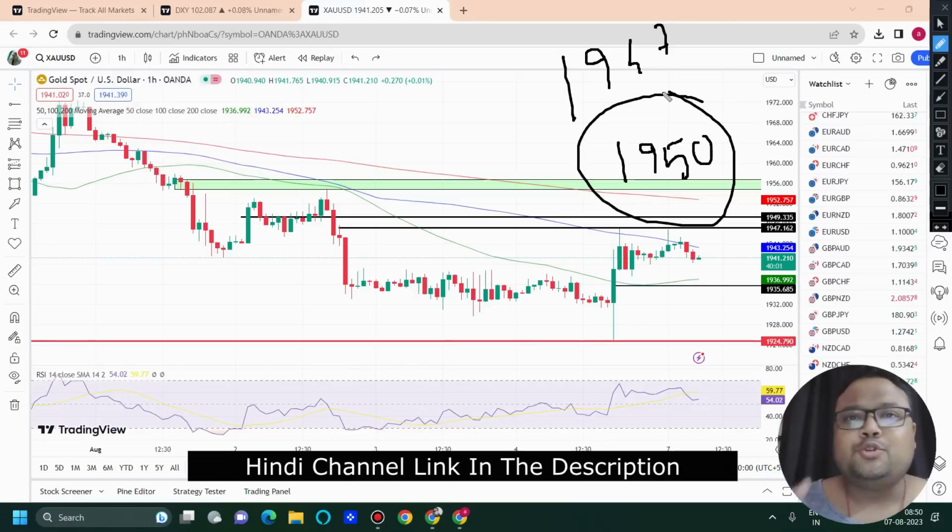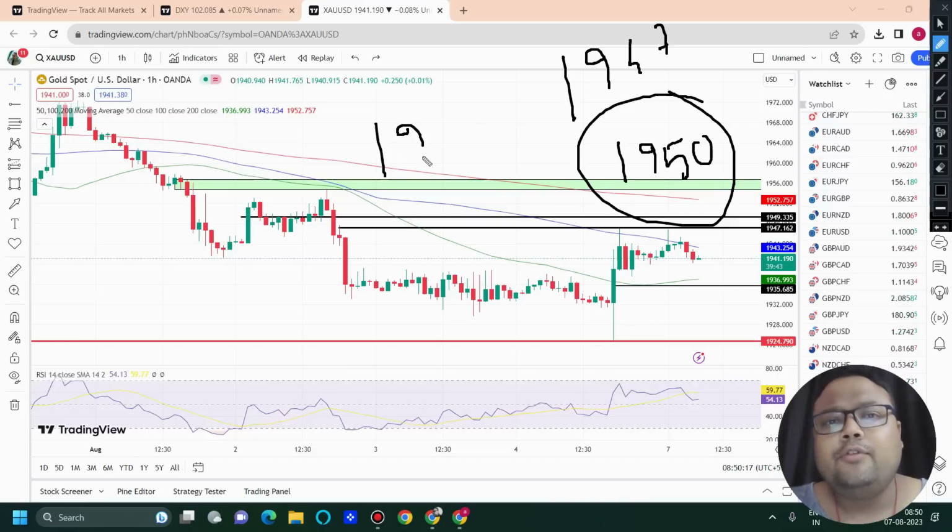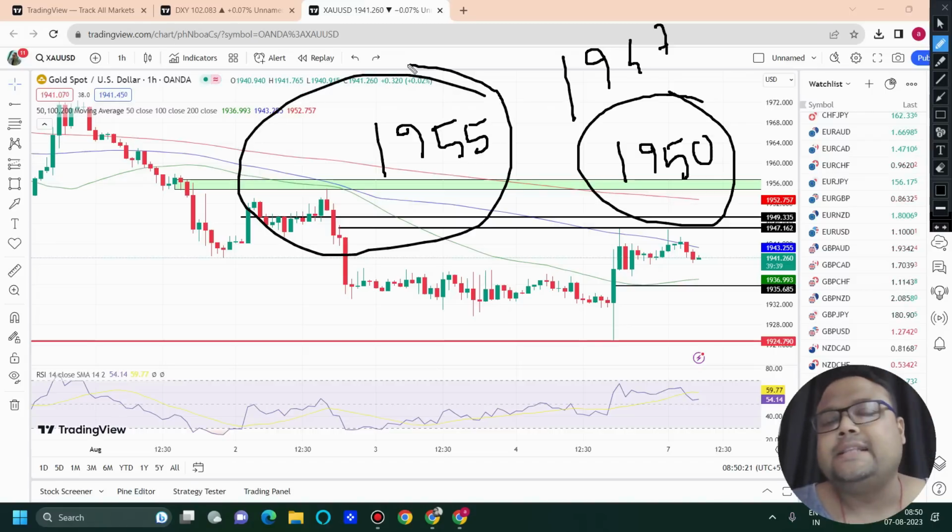I do not want to show you how we have derived these levels because I have already shown in detail on Friday and Saturday. So please watch the video of Saturday if you're new to the channel. So these are the two resistances on the chart of gold right now. And on Saturday, I mentioned one thing, that if gold breaks 1955, then gold will be heading towards 1975-80. But today I saw that gold needs to cross 1955 to 1957.